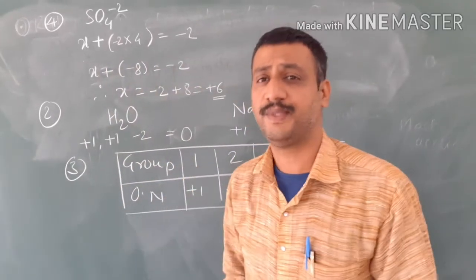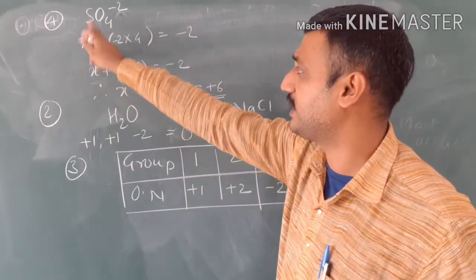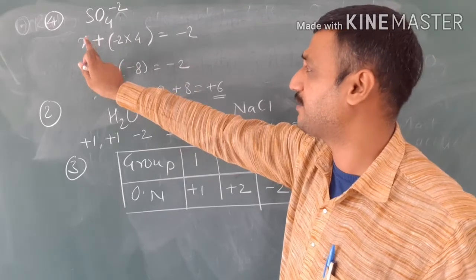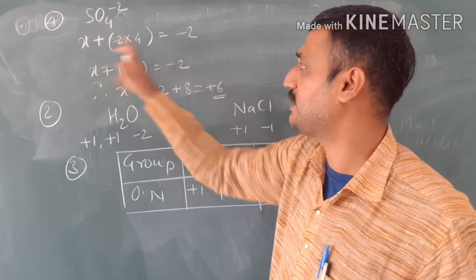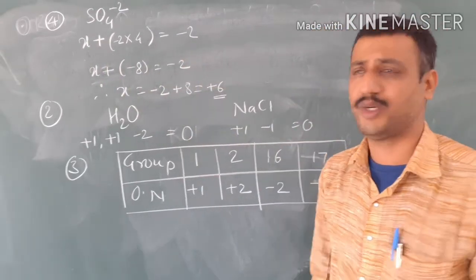We may confirm by putting the value +6 in this formula: +6 plus -2 into 4, which is -8. -8 plus 6, the answer is -2. I'll give you one more example.